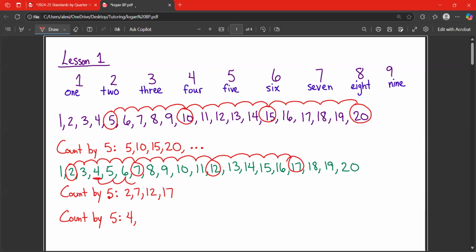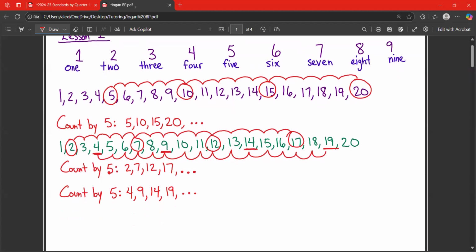1, 2, 3, 4, 5. I get 9. And then 1, 2, 3, 4, 5. I get 14. And then 1, 2, 3, 4, 5. I get 19. And then don't let me forget my dots so I know it goes on forever. Very good. That's counting by fives with our numbers.